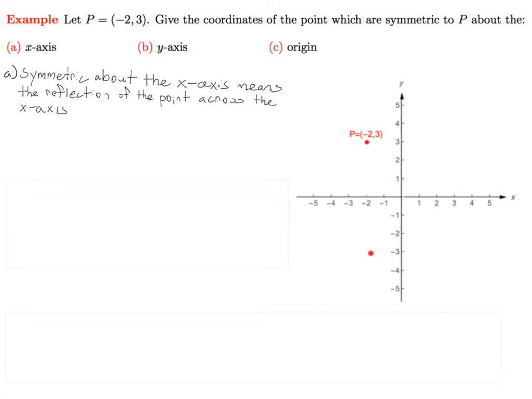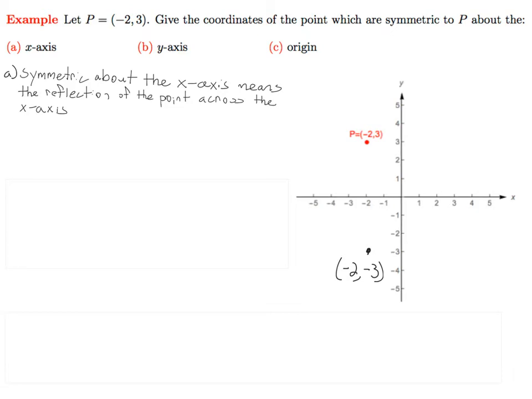So that would be down here at -2, -3. We'll mark this point in black, and we're going to take the reflection over and across the x-axis, and that puts me down here at a point I'll mark in black, and the coordinates of this point, the x-coordinate is the same, it's -2. Now the y-coordinate, since we've reflected across that axis, has now changed signs.